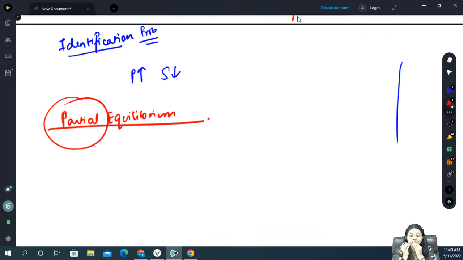This concept, when a very, very tiny bit of an entire economy is taken and you are determining the equilibrium price and quantity, is known as partial equilibrium. This equilibrium does not refer to the entire economy, it refers to just a tiny bit of a particular large economy.